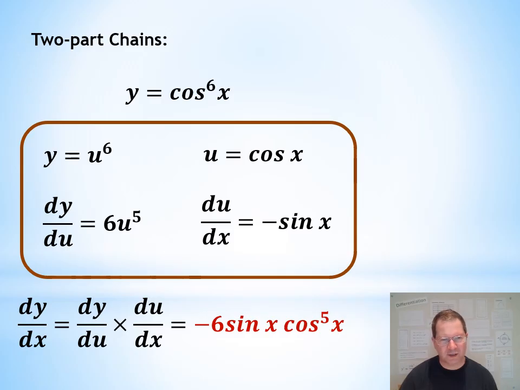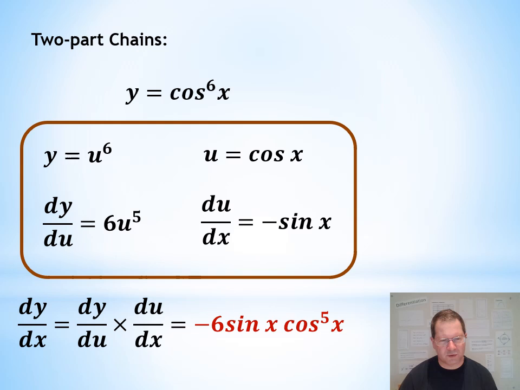with two-part chains. So imagine that we've got y equals cos x to the power of 6, which we write like that, cos with the 6 on the x. So we can rewrite that as y equals u to the 6, where u is equal to cos x. And then the chain rule there at the bottom left says that if we want to know what dy by dx is, then if we can work out dy by du and du by dx, we can simply multiply them together.